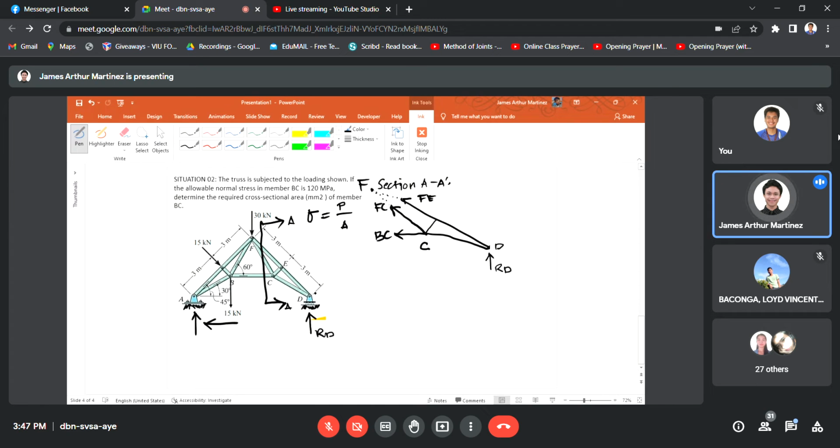Although you can actually use the method of joints, analyzing joint D, then E, and then after point D.